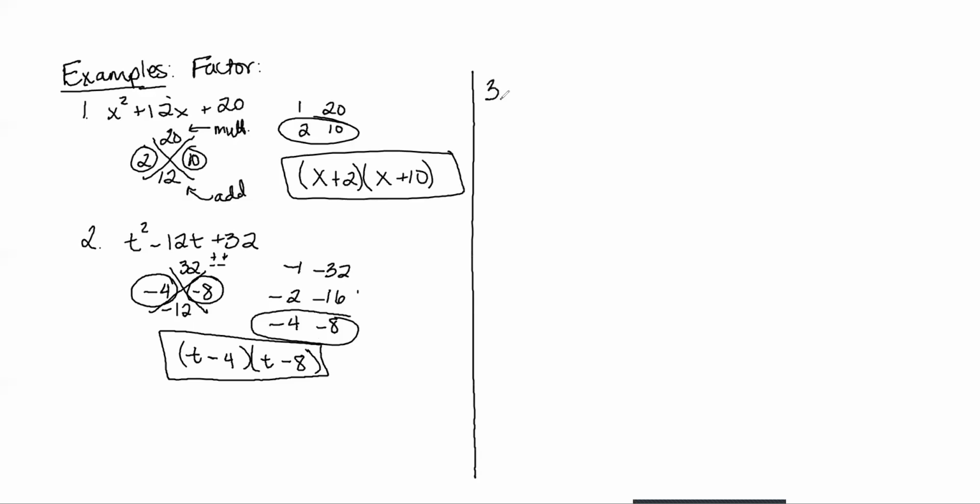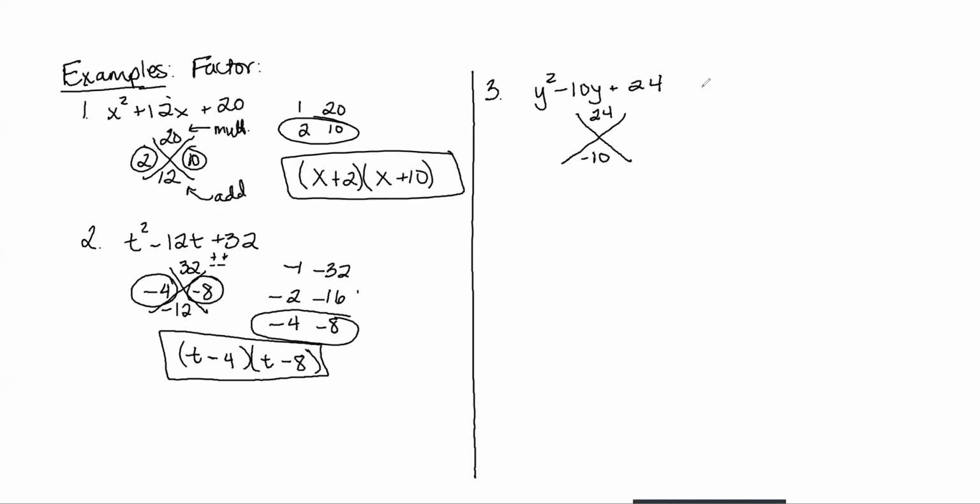Okay, this next one's pretty similar, so I would go ahead and try this one if you're feeling somewhat comfortable with these. y squared minus 10y plus 24. So again, what are we multiplying to? 24. What are we adding to? Negative 10. So think of the signs first. Multiplying to a positive, adding to a negative, we need two negatives.